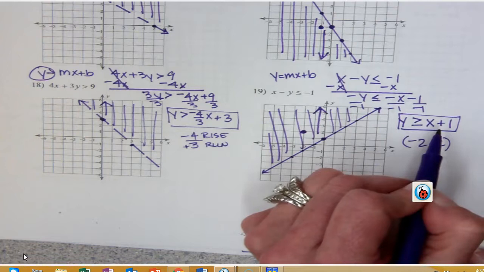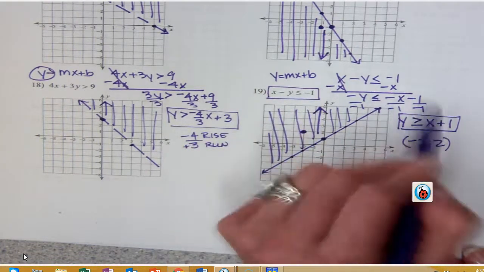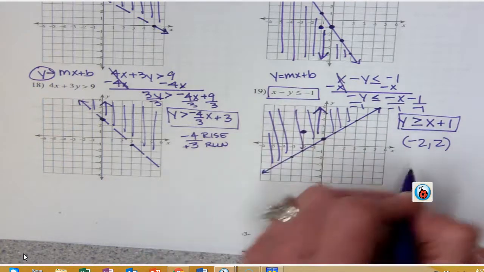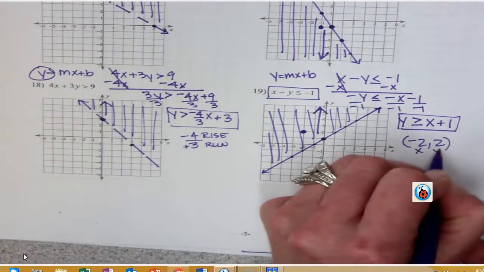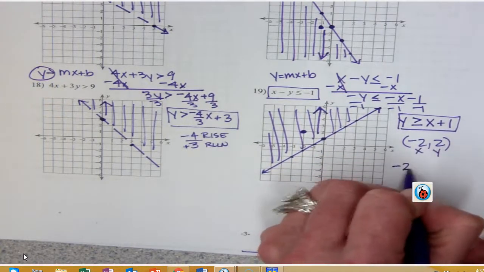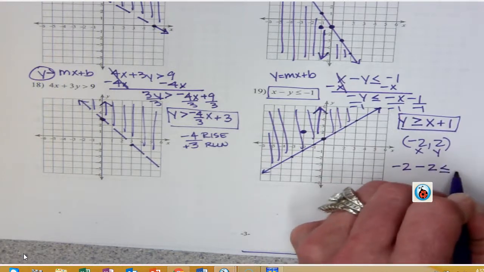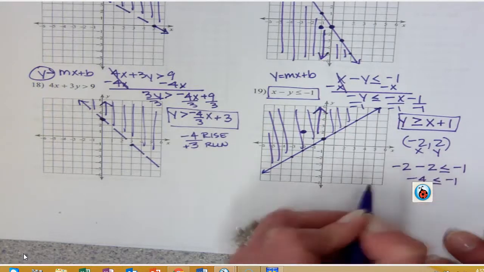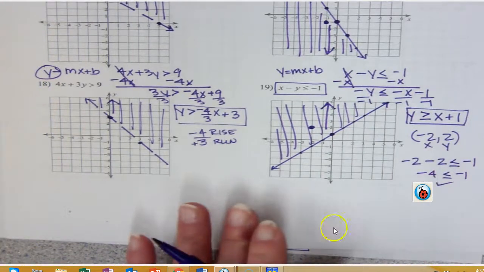I'm not going to put it in this equation, I'm going to put it in the original equation, because if I made a mistake, I want to make sure that it fits in this equation. So I plug in my x. If this is my x and this is my y, I'd have negative 2 minus 2. That should be less than or equal to negative 1. Negative 4 is actually less than or equal to negative 1. So that is correct.